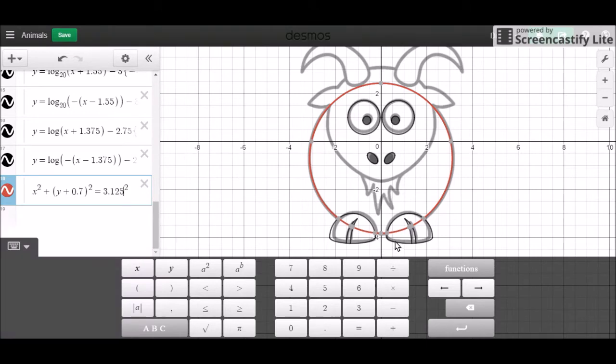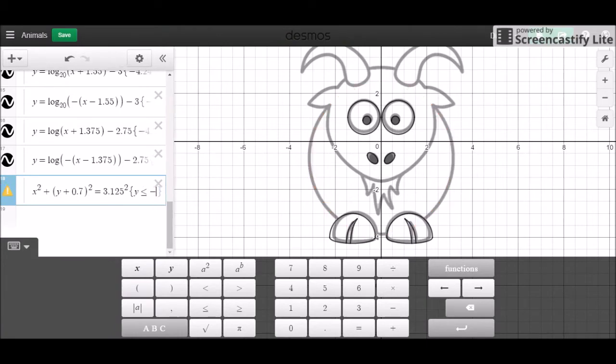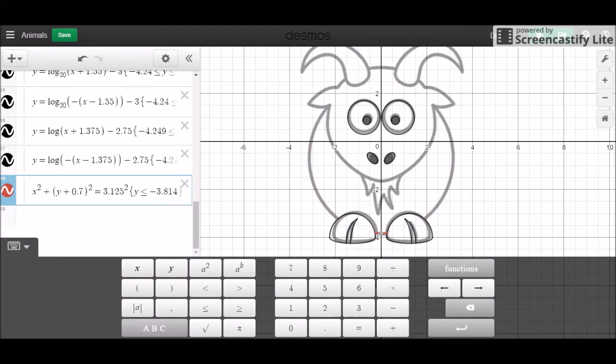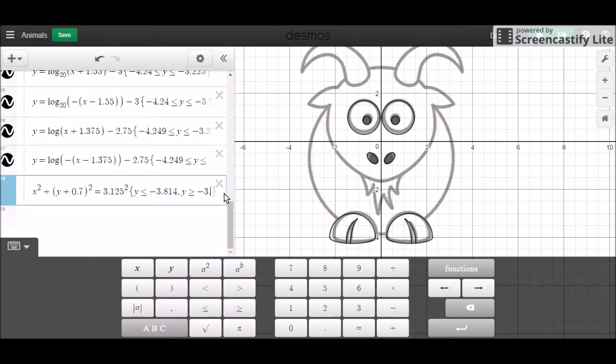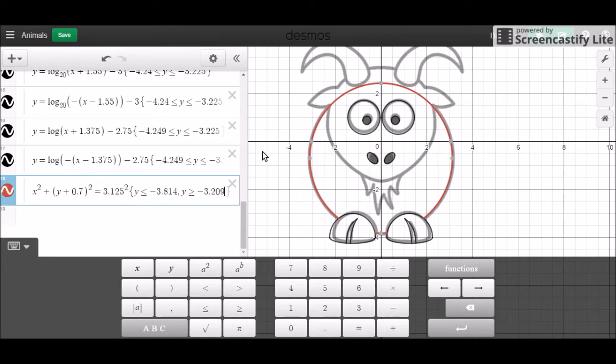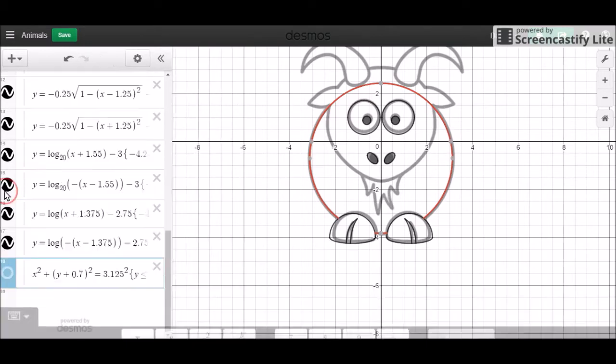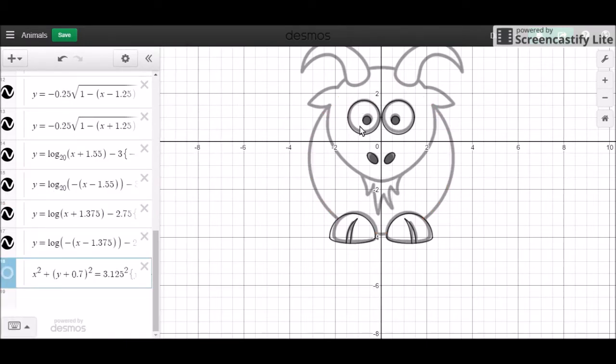And just to make this look a tad bit nicer, we can start setting y boundaries. We can see this one is negative 3.814, and we can also set this bound right here, which is negative 3.209. That's all we can really do at the moment. I'm also going to turn off this visibility so it won't interfere with the rest of the picture.